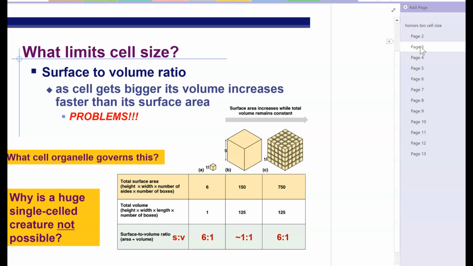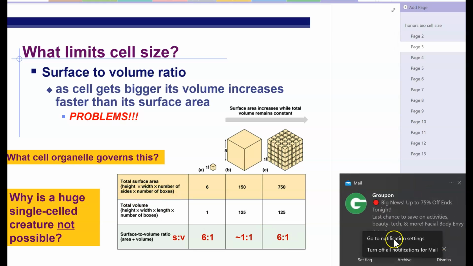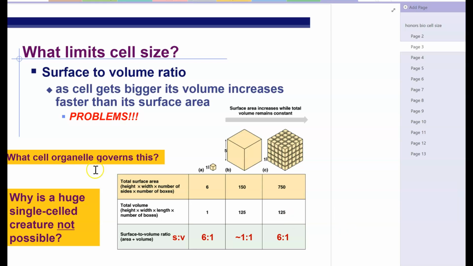Well, what limits cell size is something called the surface to volume ratio. You know surface area, and you know how to find that, and you know how to find volume. The surface area in this case, if the sides, is height times width times the number of sides. And so there has to be a limit, a number that satisfies the cell in terms of diffusion, right? Things have to move across. And if it's huge, that's not going to work very well.